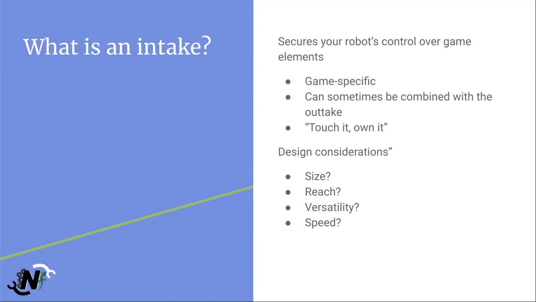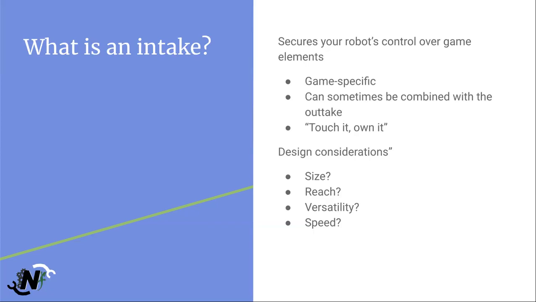And for intake designs, you want to go with the maximum of you touch it, you own it. Because in the FTC rules, ownership or control is defined as if the object's moving is under your influence, the influence of your robot. And if you touch it and it's rolling, that often means that you're controlling it in some way. So for intake designs, you want to make it so that when you touch it, you're able to get full control of the part.